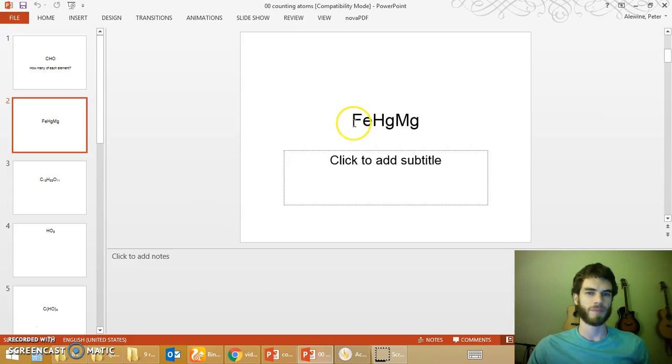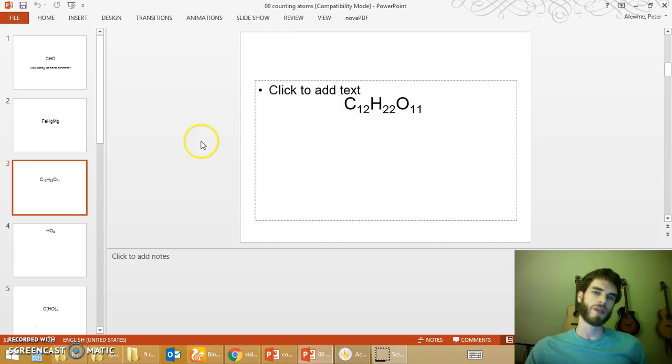How about this one? Fe is the element iron. Hg is the element mercury, Mg is magnesium, so you have one iron, one mercury, one magnesium. Not too bad. Here we have some numbers as subscripts.